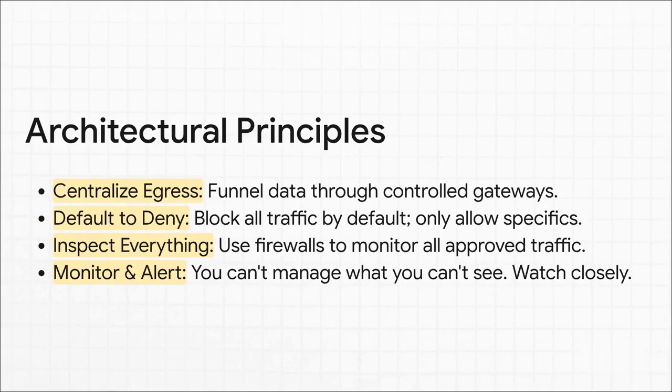First, centralize your egress. No side doors, no secret tunnels. Funnel everything through controlled gateways. Second, default to deny. That's a guilty until proven innocent mindset for all traffic. Block it all and only allow what's absolutely necessary. Third, inspect everything you do allow. And finally, monitor and alert. You can't secure what you can't see, so keep a very close eye on those exit points.